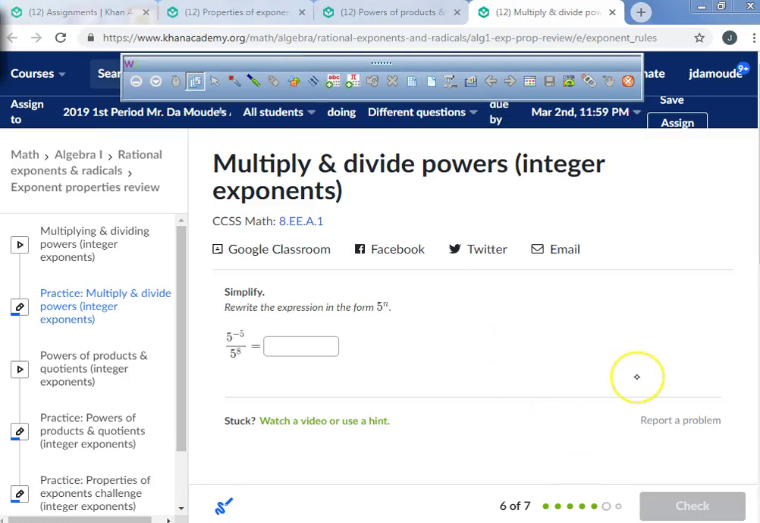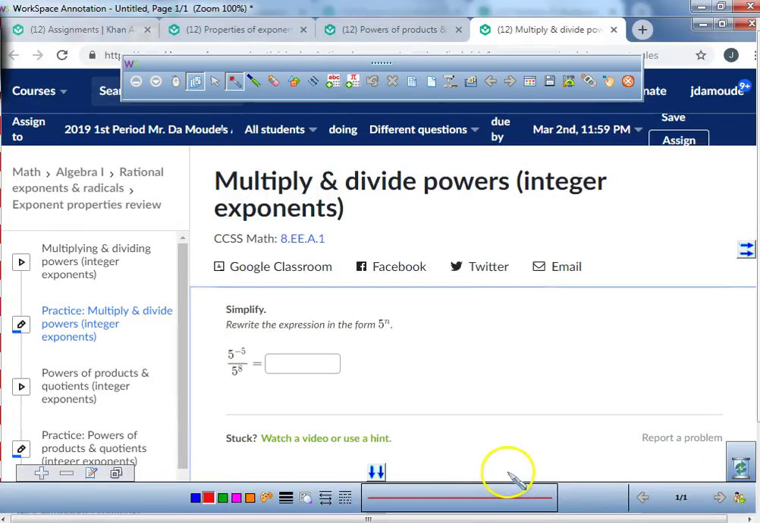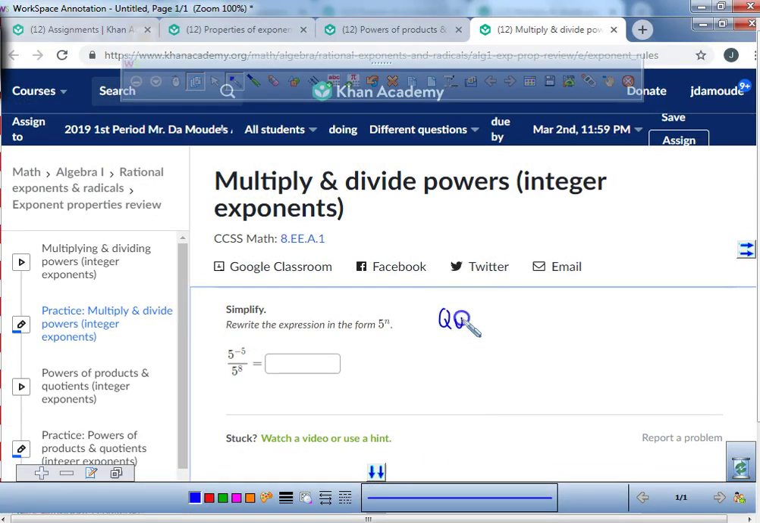We'll be talking about how to multiply and divide powers using integers. The very first problem I'm going to be doing is the quotient property. I'll write this down.